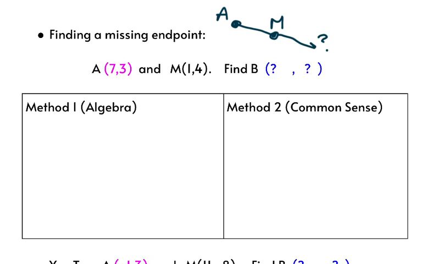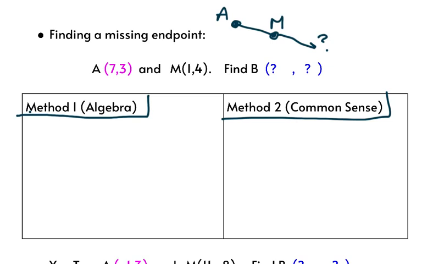All right, so I'm going to first teach you how you would see it in a textbook, and then I'm going to teach you my method, which is called the method of common sense. In a textbook, you would use the formula that I just gave you to find the midpoint. So what you would do is you would go like this.